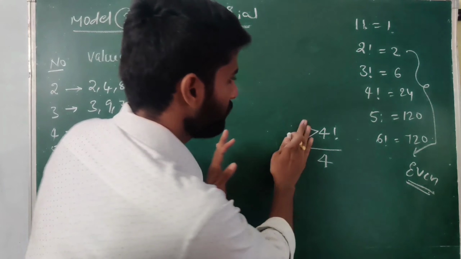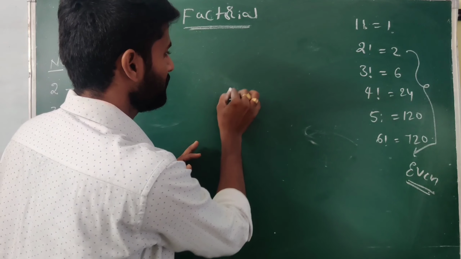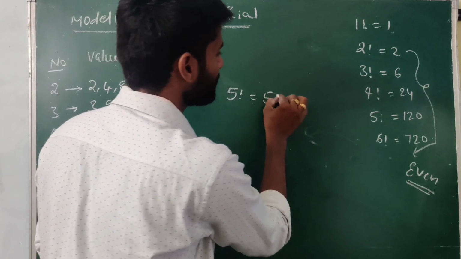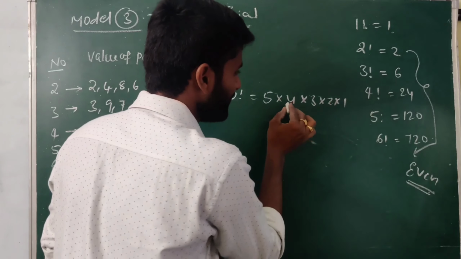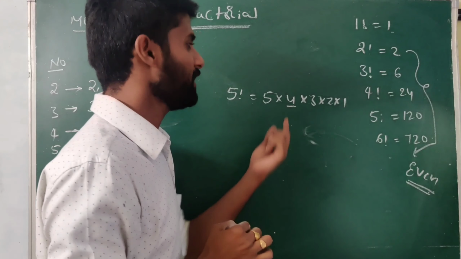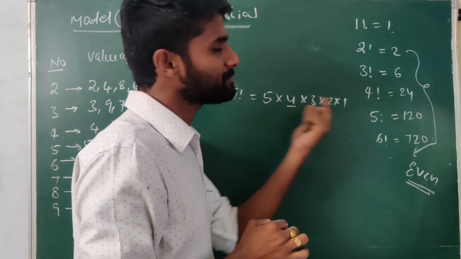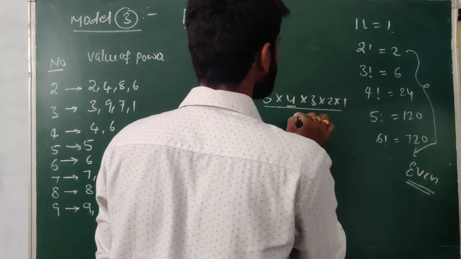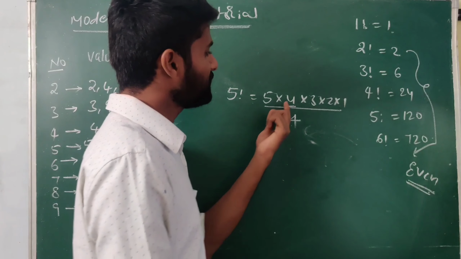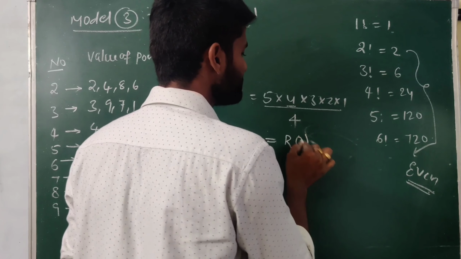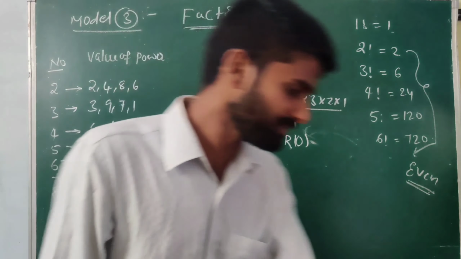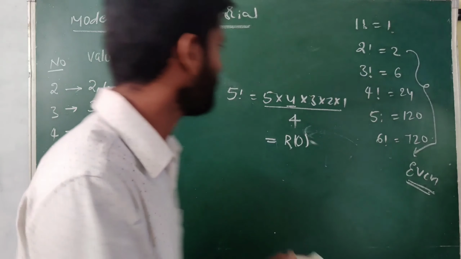Just for example, 5 factorial means 5 into 4 into 3 into 2 into 1, so definitely there is a number 4. If 4 is a multiple of this result, the entire number is always divisible by 4. If the number is divisible by 4, we get remainder 0. It means I will give the direct information for these power values.